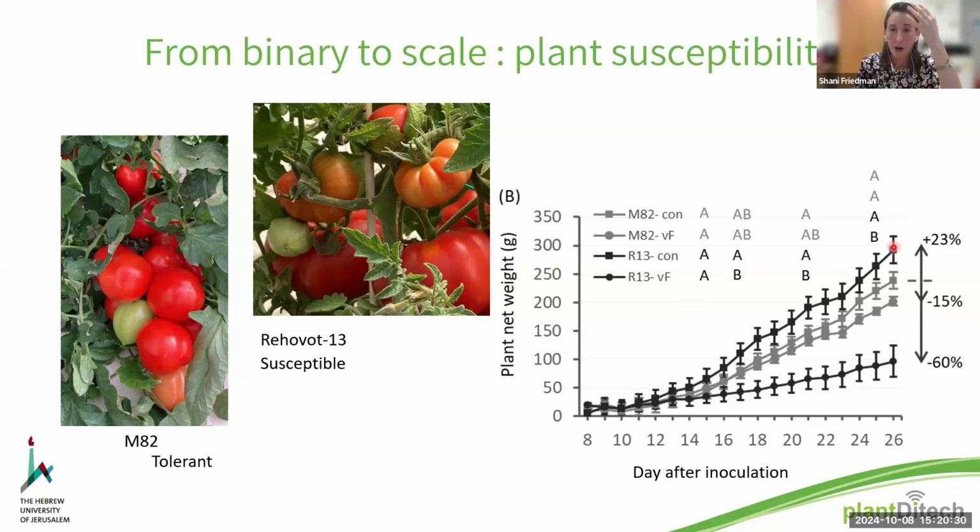But when inoculated, R13 plants decrease biomass in 60%. There is a high correlation between biomass and yield. And now that we have this precise percentiles information, a farmer could decide which cultivar he wants to use. If he wants to take a risk and grow R13 and perhaps gain 23%, or he knows he has Fusarium in his field and he is satisfied in losing only 15% with M82. This tool is quantitative, exact numbers, and it's early on. You can see the trend starting early on.